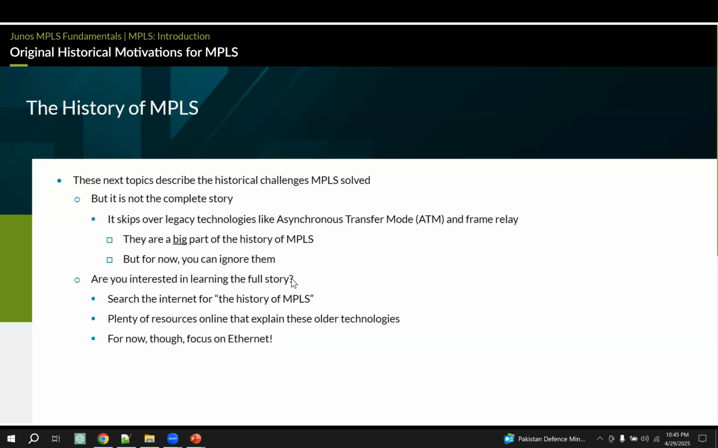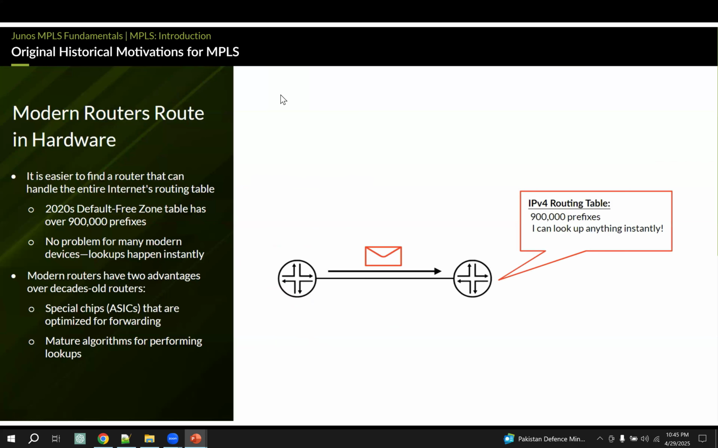Are you interested in learning the full story? No need to learn the full story. You can learn it from the internet. The historical background is basically not very important.